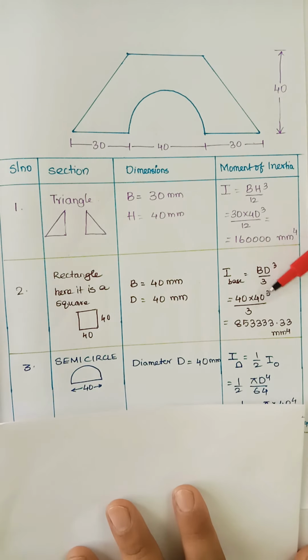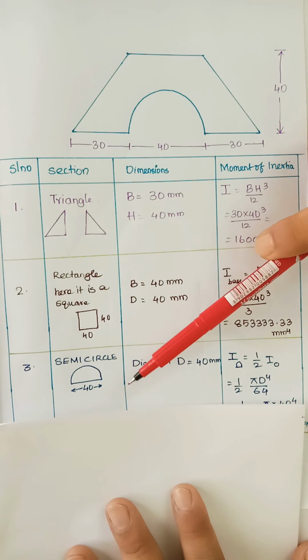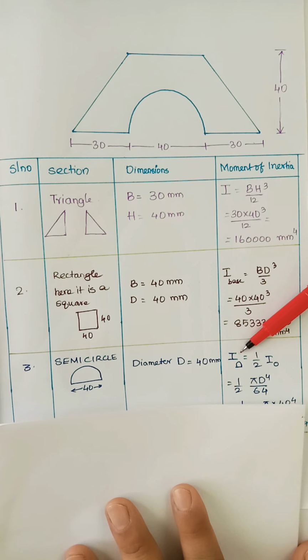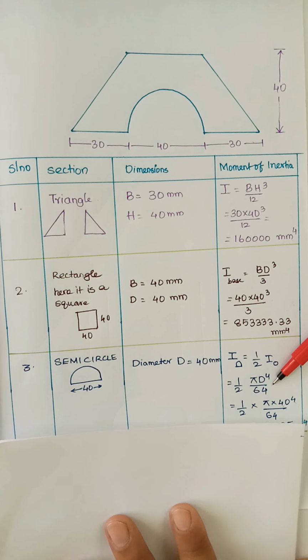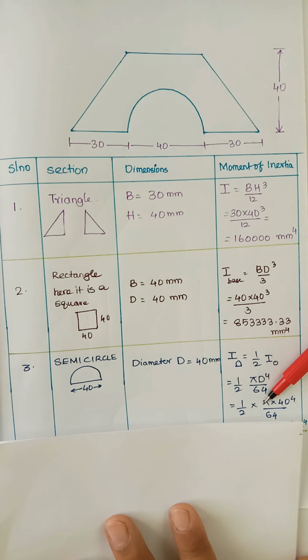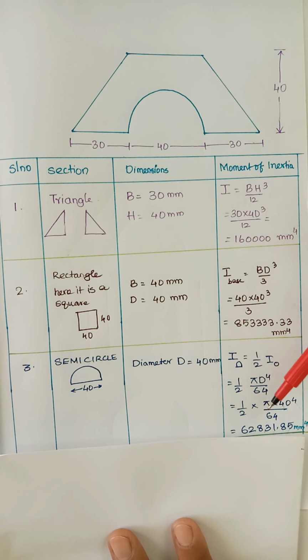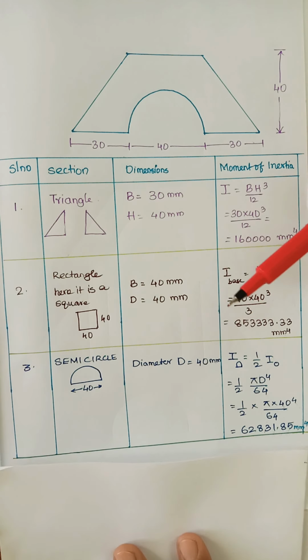Now the last one, it is a semicircle. The diameter of the semicircle is given as 40 millimeter, and the moment of inertia of a semicircle is half of the moment of inertia of the circle. So it will be half of pi d power 4 by 64. The diameter is 40 millimeter, so it will be half of pi into 40 to the power 4 divided by 64. The value of this will be 62831.85 millimeter to the power 4.